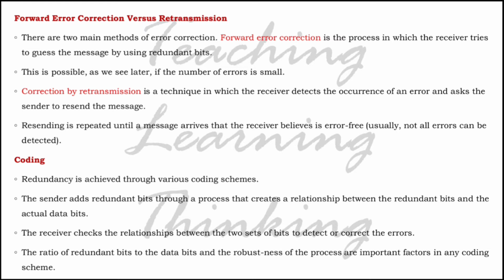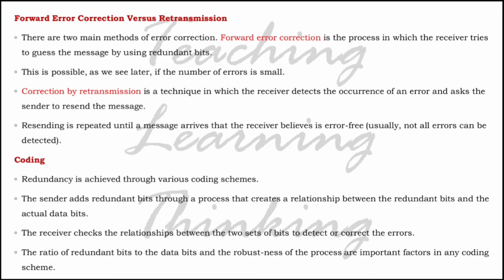And coding. Redundancy is achieved through various coding schemes. The sender adds redundant bits through a process that creates a relationship between the redundant bits and the actual data bits. So we are adding redundant bits to the actual data, and there is a relationship between these two.